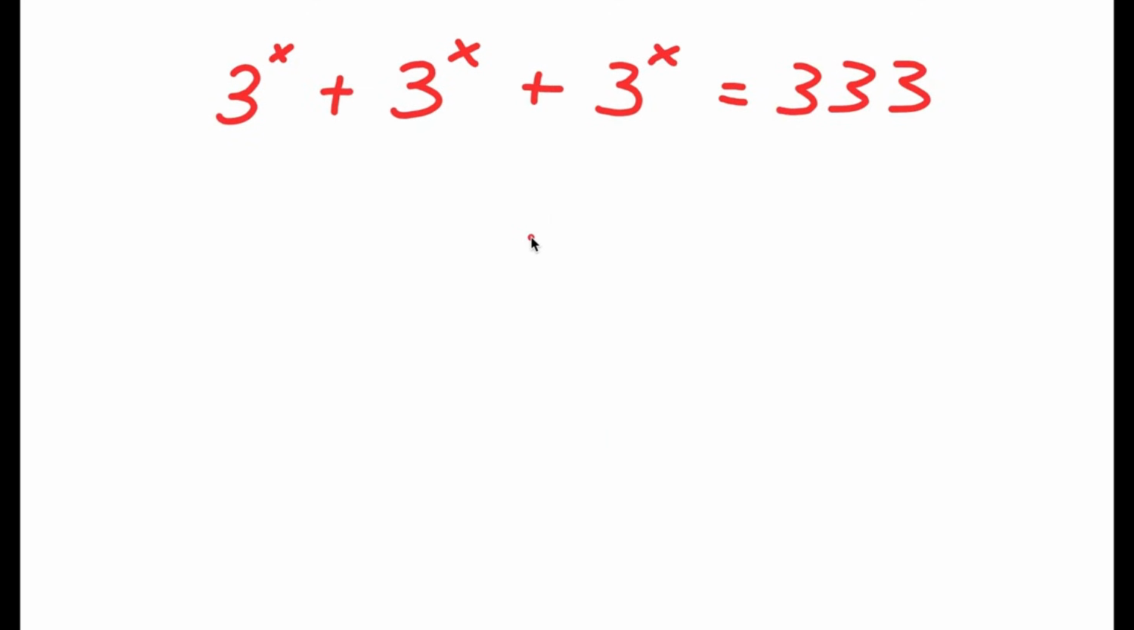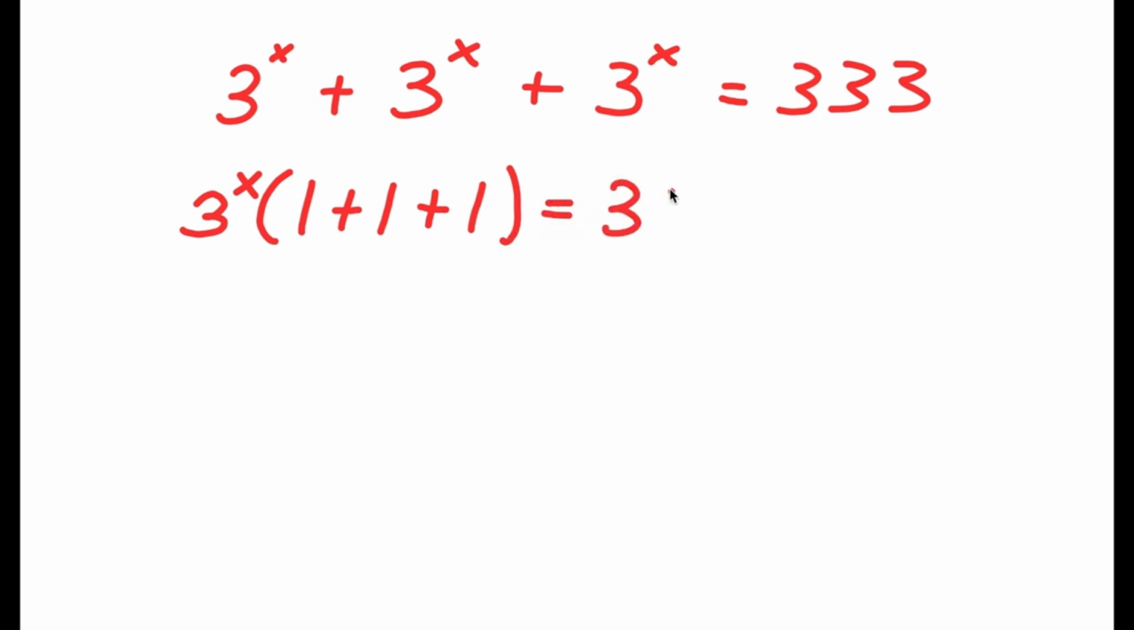All right, so in this problem, I have 3 to the power of x plus 3 to the power of x plus 3 to the power of x is equal to 333. So the first thing I'm going to do is factor out 3 to the power of x from my left-hand side. So now I have 3 to the power of x times 1 plus 1 plus 1 is equal to 333.